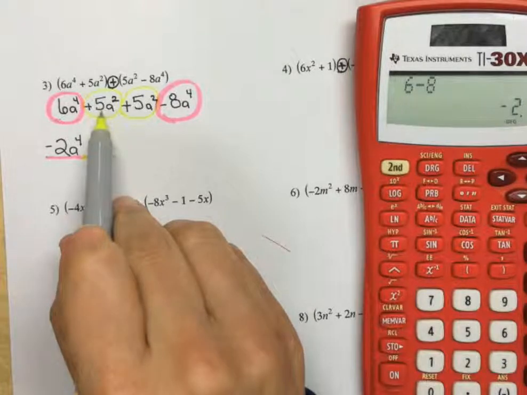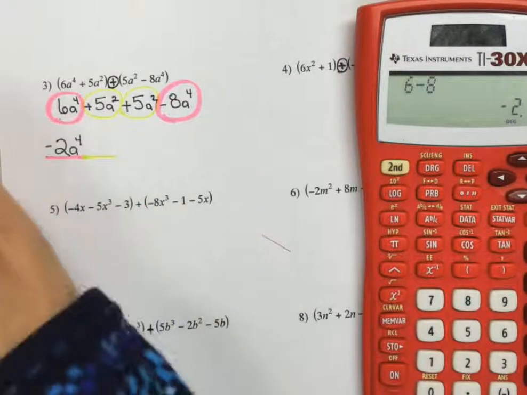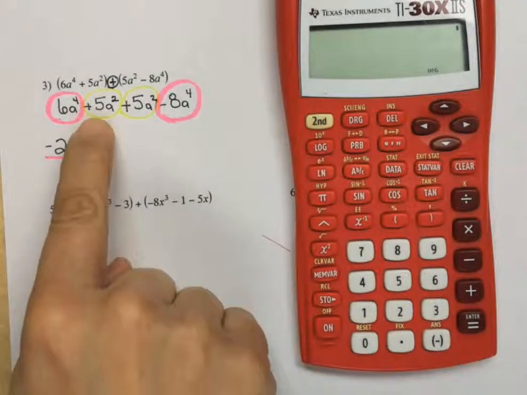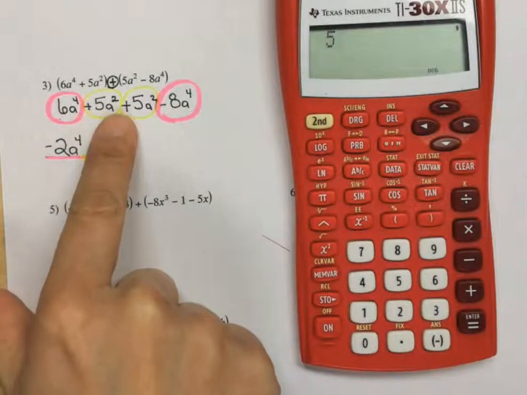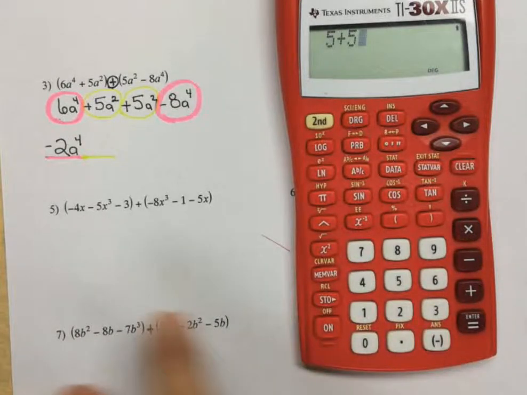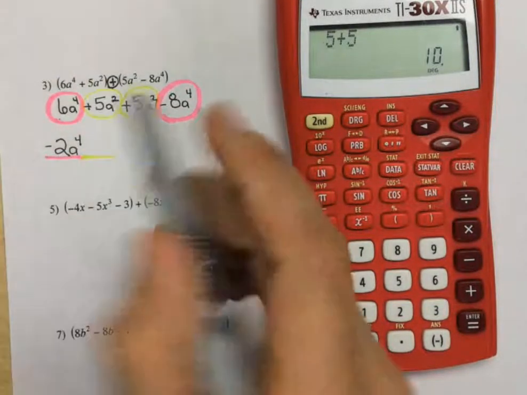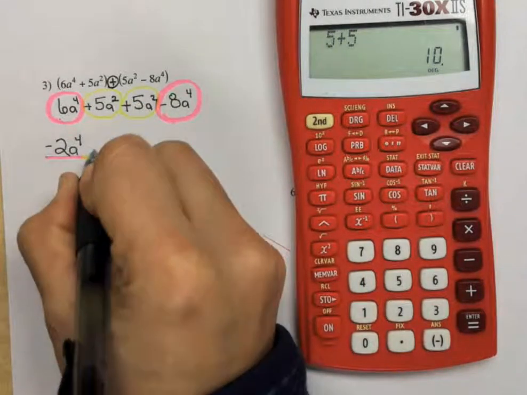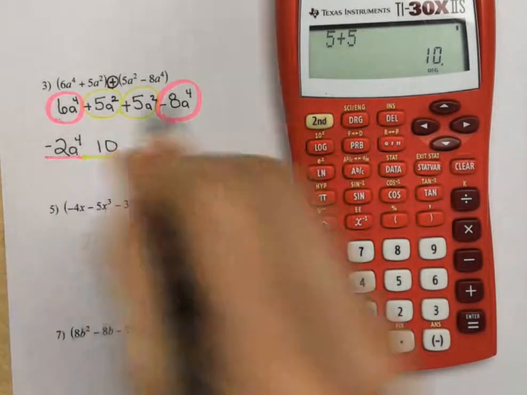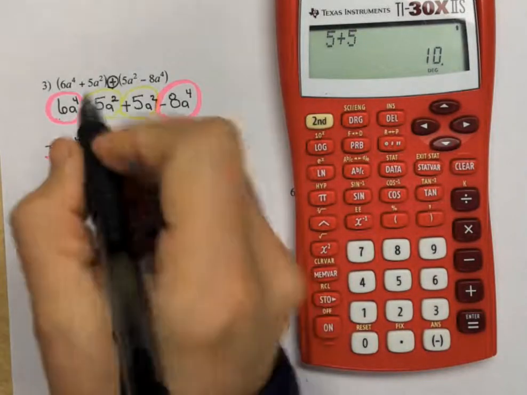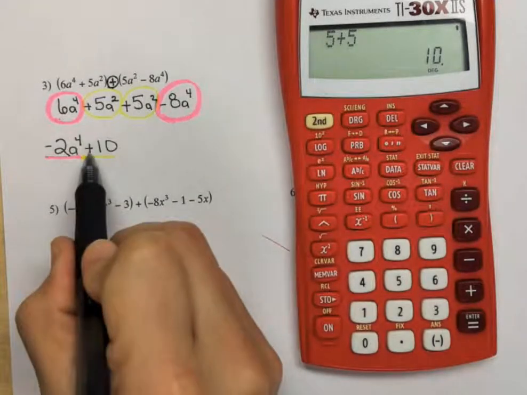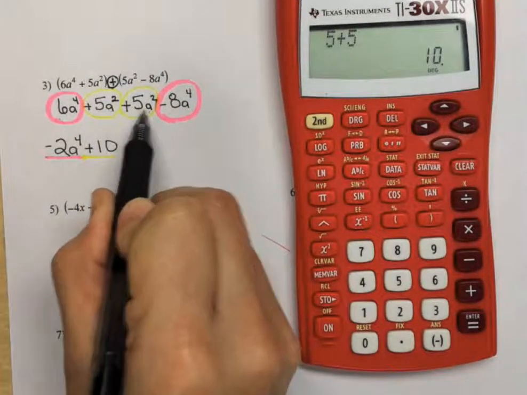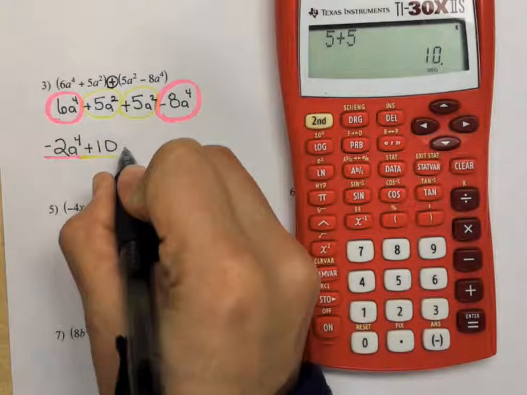Our second-like terms are plus 5 plus 5. So in my calculator, because it's a positive, I don't have to put the plus in because we automatically assume when a number is by itself, it's positive. So 5 plus 5 gives me 10. I write my 10 here. I know it's by itself. I have to add the sign here. Plus, because it's all by itself, it's positive. Plus 10, our variable that's attached to the yellow terms, a squared.